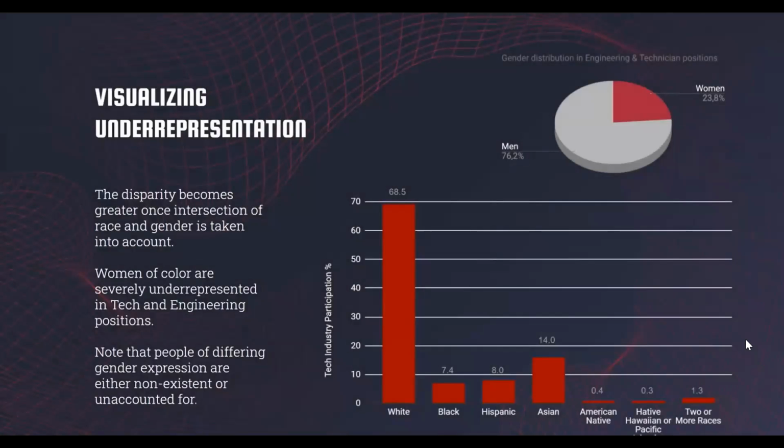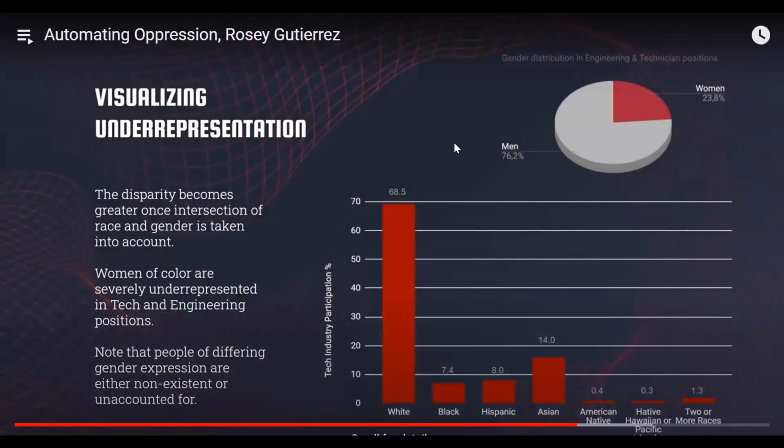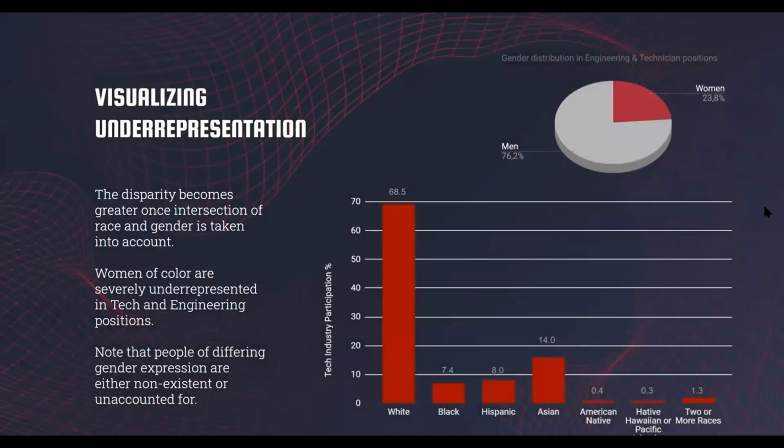The latest executive summary from the United States Equal Employment Opportunity Commission shows an abysmal percentage of Black, Indigenous, and people of color in tech. Women are also extremely underrepresented at 23.8% overall in engineering positions. This disparity becomes even greater once the intersection of race and gender is taken into account. It is not hard to see why technologies like facial recognition affected women of color so prominently given this data. Note that people of different gender expression are completely unaccounted for.